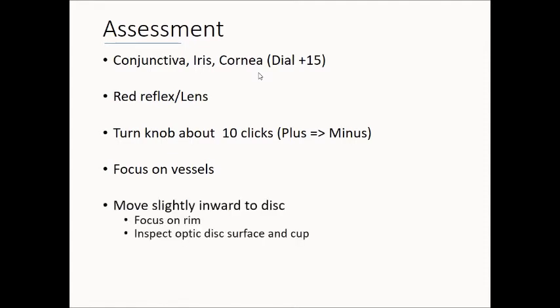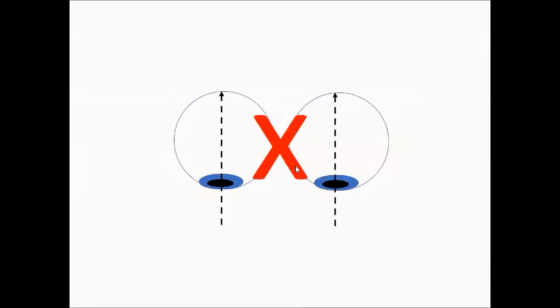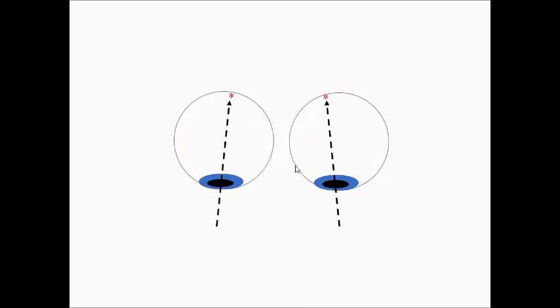At this point, I want to look for the optic disc. When examining or assessing for the optic nerve, it's very important to understand that looking straight back of the eye will not allow you to see the optic nerve. The optic nerve is displaced slightly nasally, and so that means that you have to position yourself slightly off to the side when looking for the optic nerve.